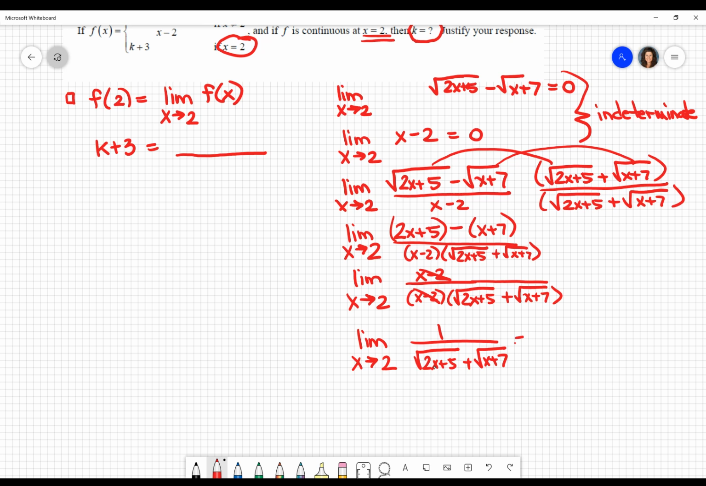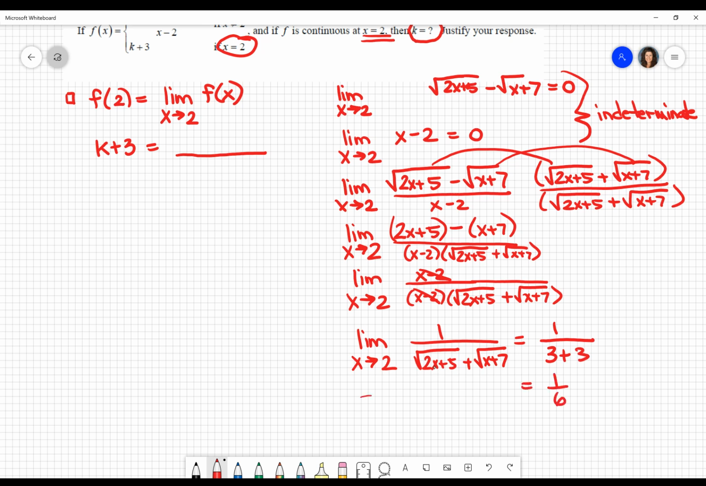Now I'm going to substitute the value and get the answer for the limit. So we know that 2 times 2 is 4, 4 plus 5 is 9, square root of 9 is 3, plus 2 plus 7 is 9, square root of 9 is 3. So I end up with the limit is 1/6.